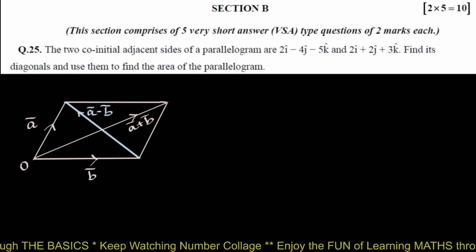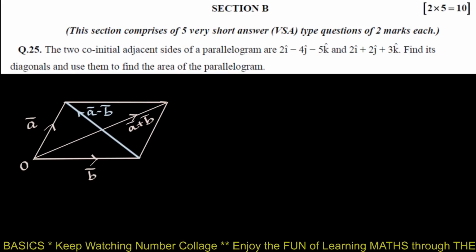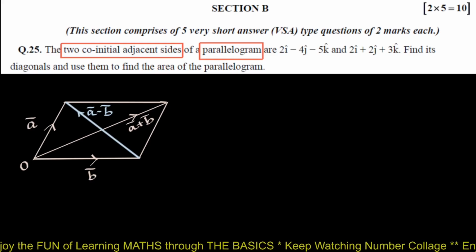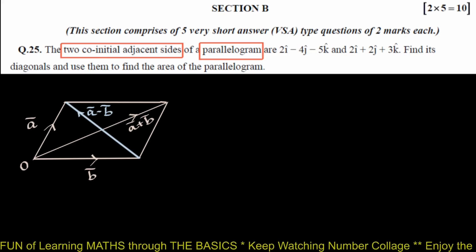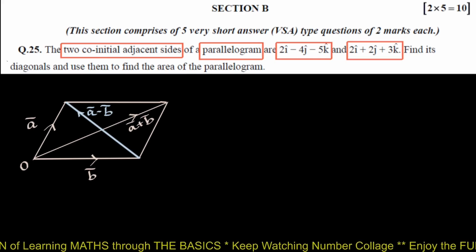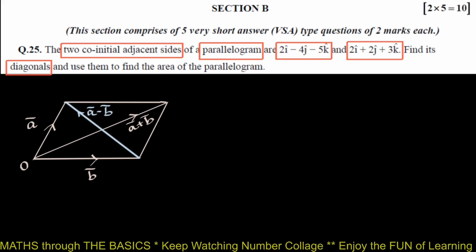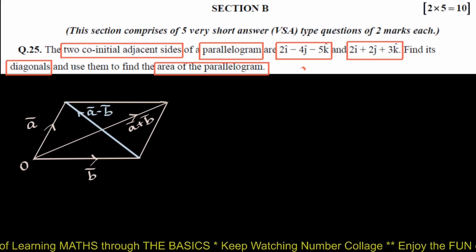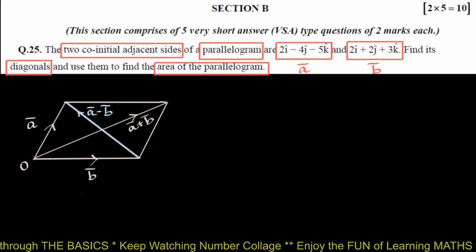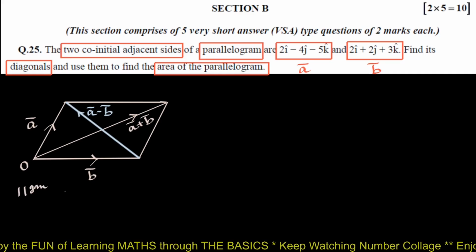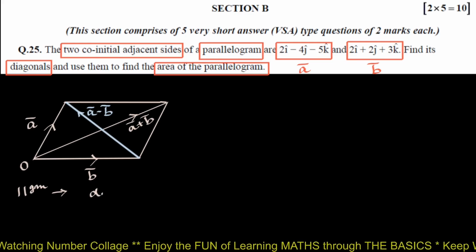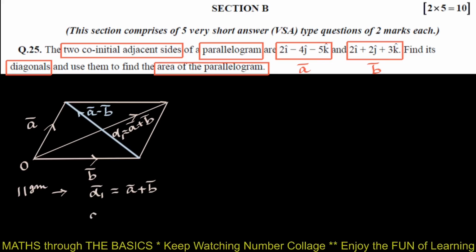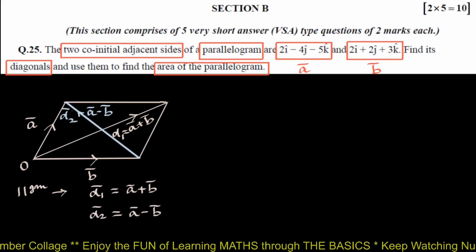Question number 25. The two co-initial adjacent sides of a parallelogram are 2 i cap minus 4 j cap minus 5 k cap and 2 i cap plus 2 j cap plus 3 k cap. We have to find its diagonals and use these diagonals to find the area of the parallelogram. We will name the first vector a bar and the second vector b bar, so that by the parallelogram law of vectors we get diagonal d1 bar as a bar plus b bar and diagonal d2 bar equals a bar minus b bar.